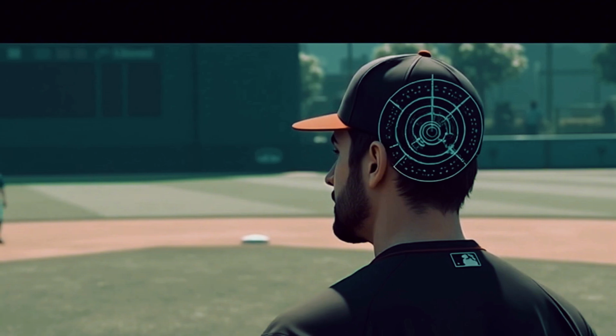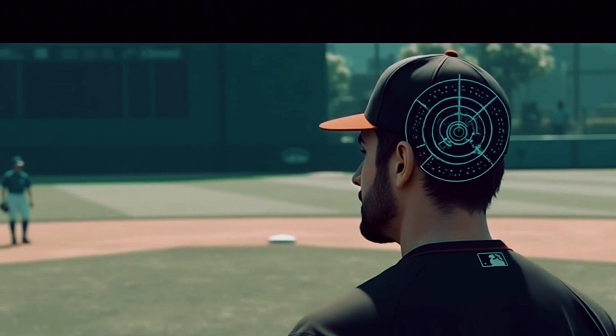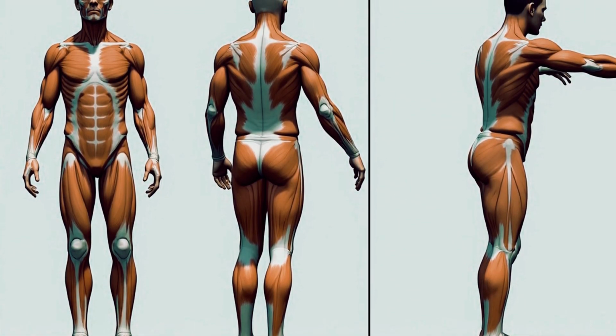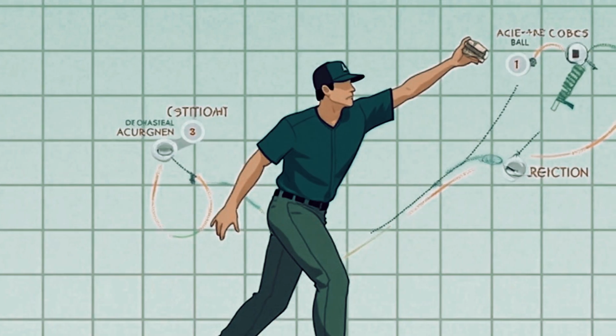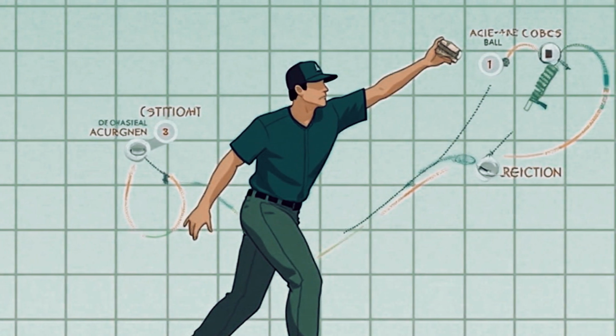The pitcher's routine begins with a focused mental preparation, visualizing the pitch and desired outcome. Physical preparation involves specific warm-up exercises to activate key muscle groups and ensure flexibility. The pitching motion is a sequence of coordinated movements, culminating in the release of the ball towards the target.